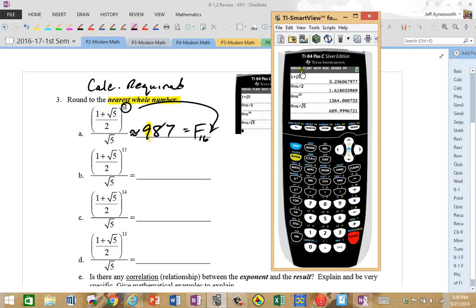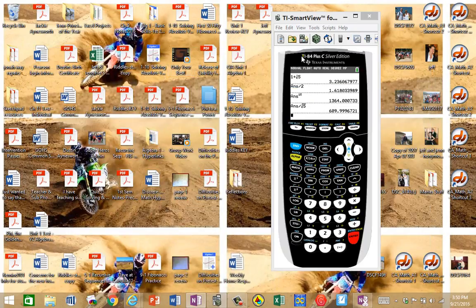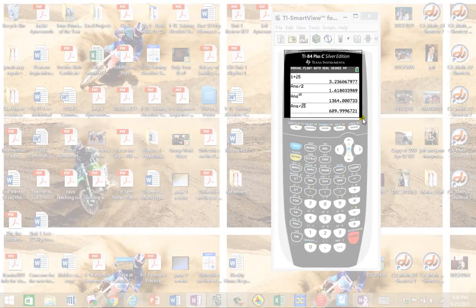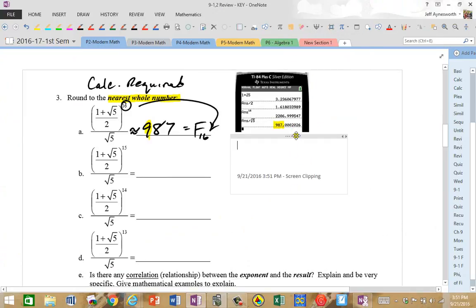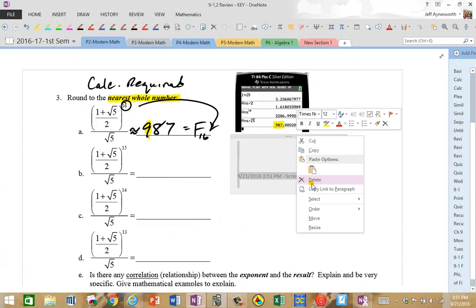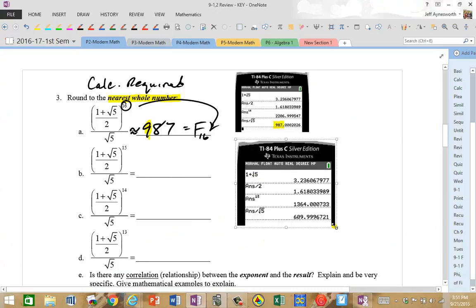So let's capture this. I need to round this one too, because the directions say so, right? So let me capture this. There we go. Let me just clean things up a little bit.